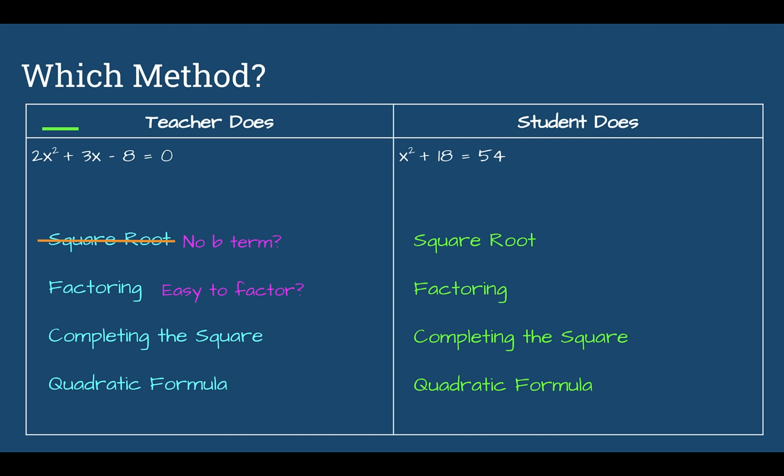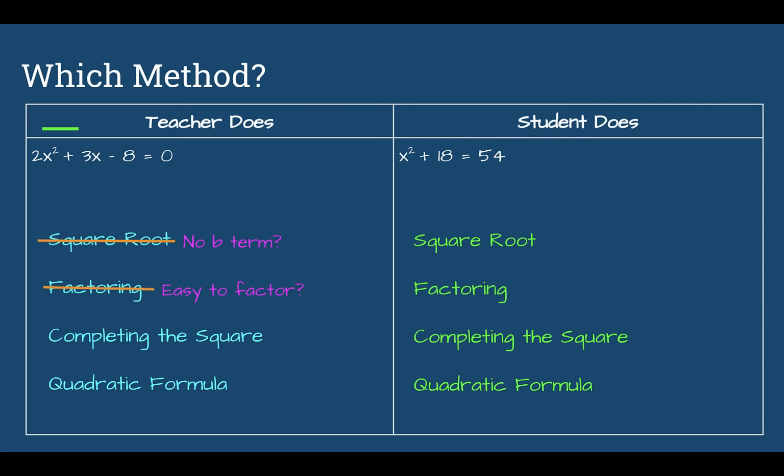2 times negative 8 is negative 16. Is there anything for negative 16 that would add to 3? I can't think anything off the top of my head, so I'm going to say no to factoring. I'm going to cross it out. What about completing the square?